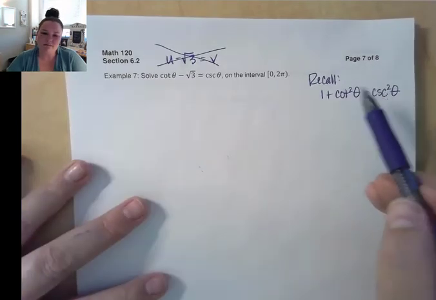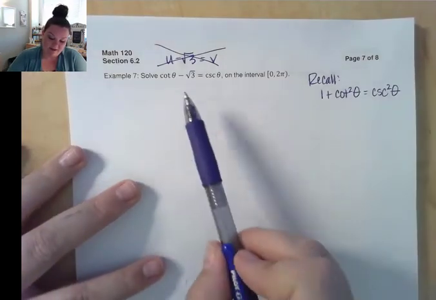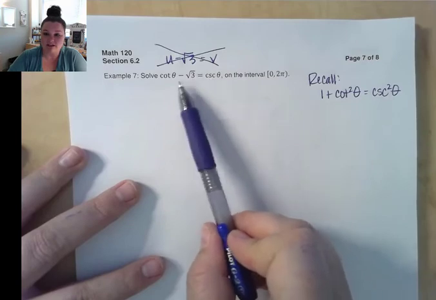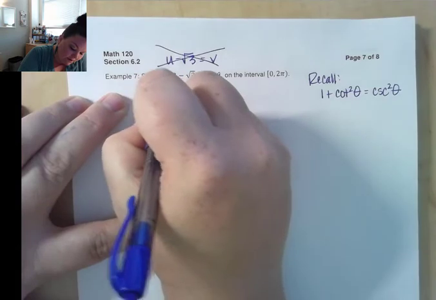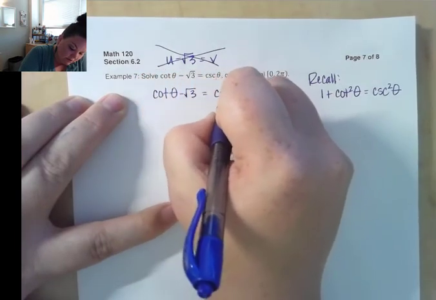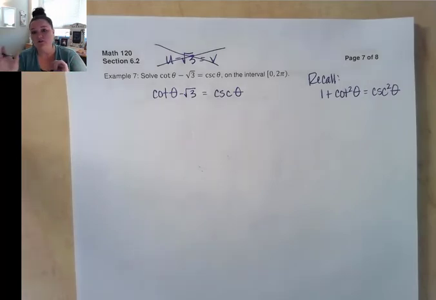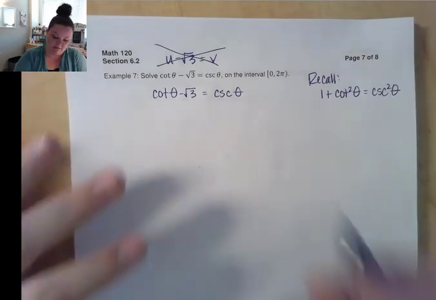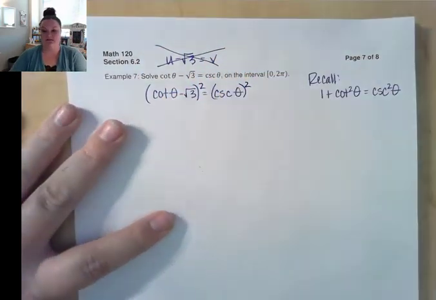So instead of taking my identity and taking the square root of it, I'm going to see if I can square these or get these to be squared terms. Okay, so I'm just going to take cotangent theta minus square root of 3 is equal to cosecant theta, and I'm just going to square both sides. That doesn't affect my equality, because as long as I do to one side what I do to the other side, I maintain a true statement. So I'm going to take this and square it, and I'm going to take this and square it.